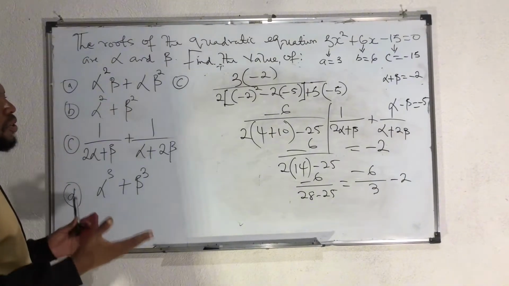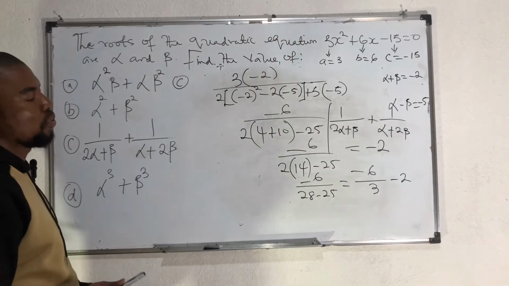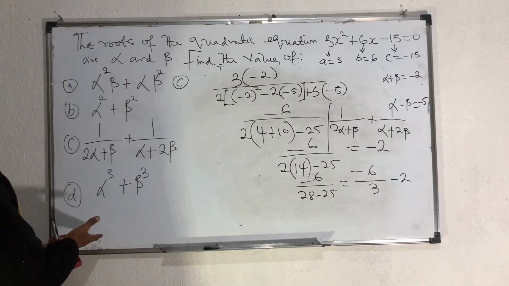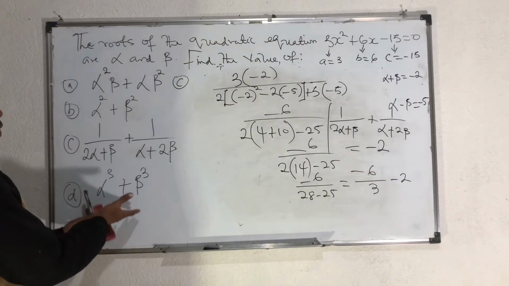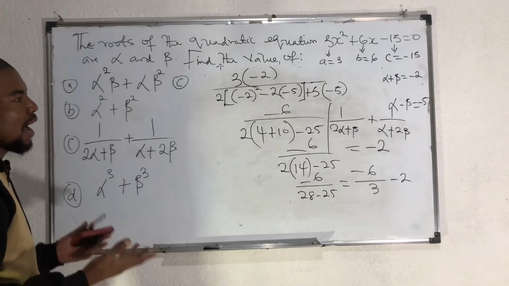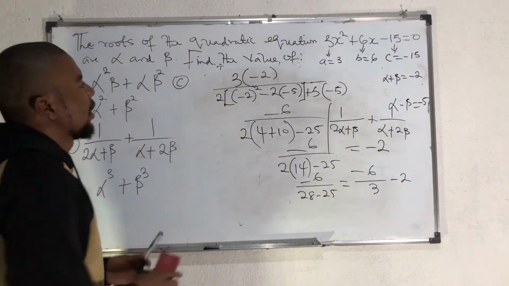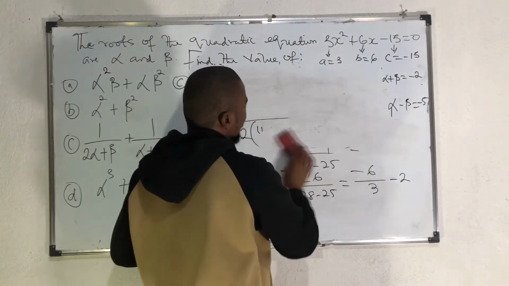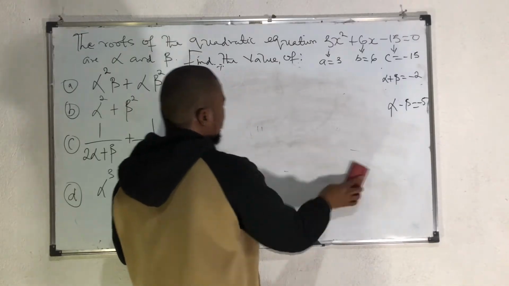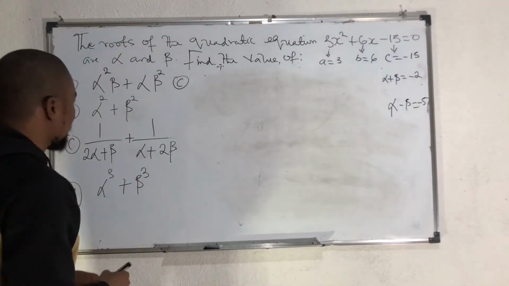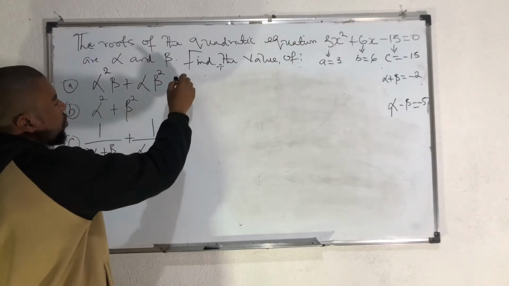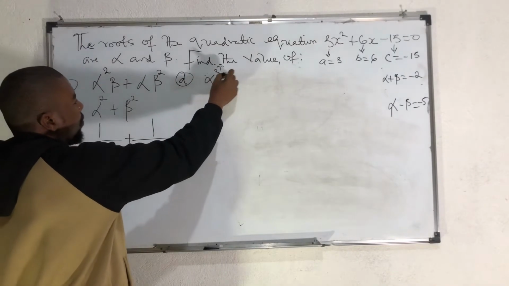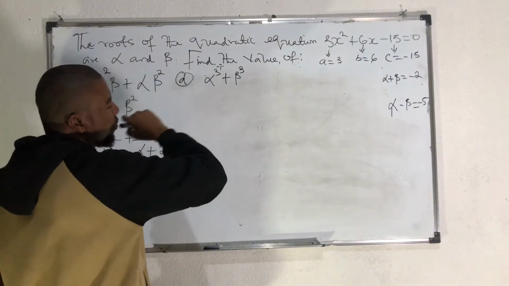Okay, that was a very long one, and I believe you've understood how to do it. Let's now solve the last question we have here, which is alpha to the power of 3 plus beta to the power of 3. How do we do that? I'm going to clean up here and solve everything. Here we have the fourth question, which is our D, to be alpha to the power of 3 plus beta to the power of 3.